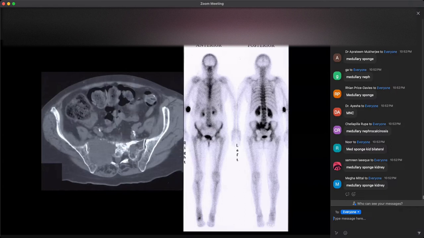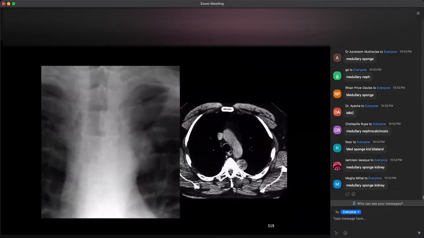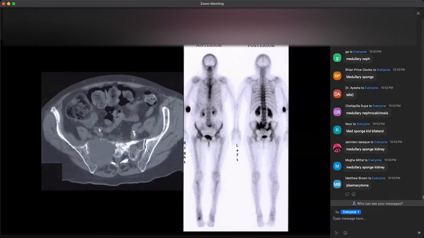Okay, tell me what the exact diagnosis is here. Oops, sorry. I'll do that one again.